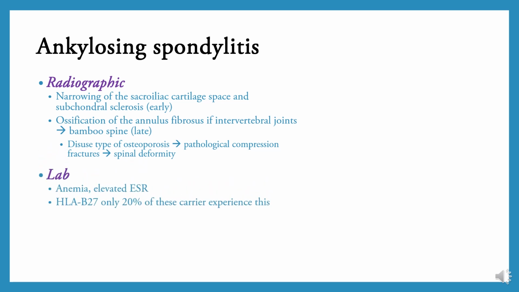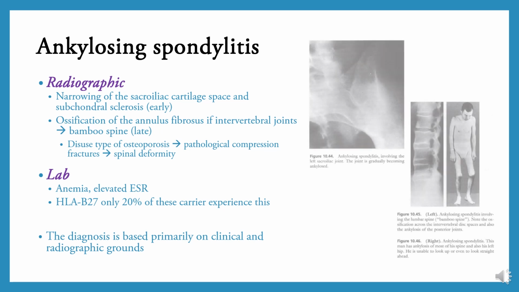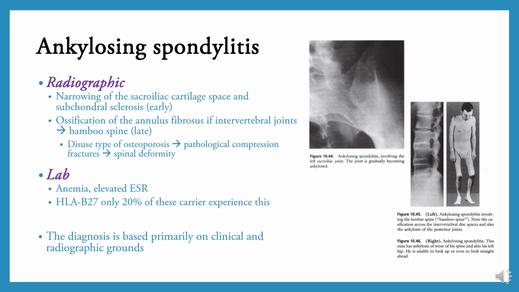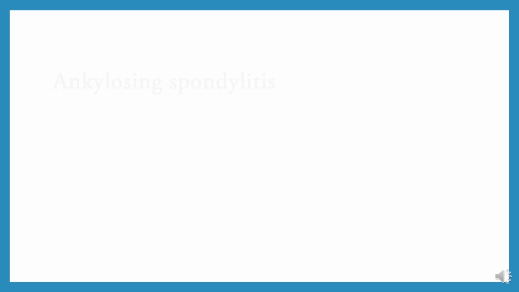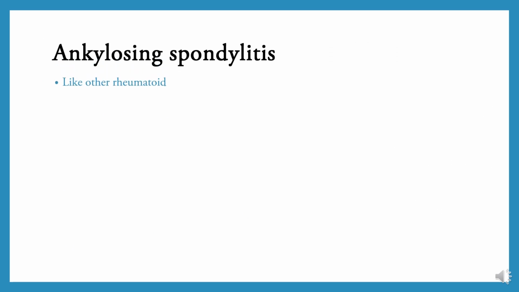For the lab, there are anemia and also elevated ESR. For HLA-B27, only 20% of carriers experience the disease. The diagnosis is based primarily on clinical and radiographic grounds. Ankylosing spondylitis, like other rheumatoid diseases, needs psychological considerations.